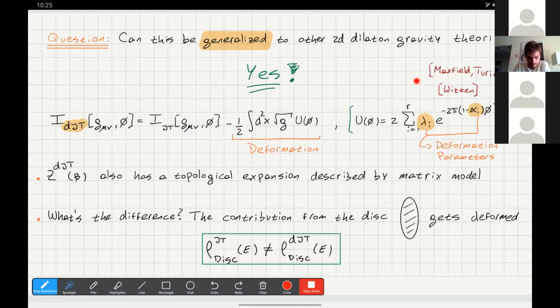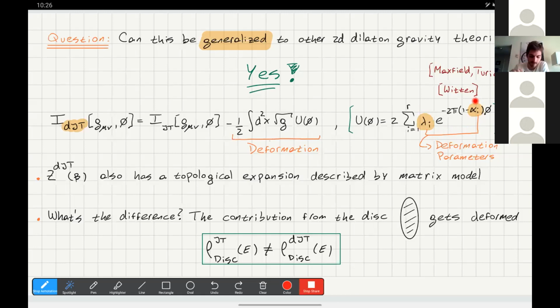The deformations they consider in those papers have the action that you see over here. First, we have the usual Jackiw-Teitelboim gravity stuff I just told you about, and then you have this additional contribution, which is basically adding a deformation of the potential of the dilaton field. The deformation is given by this function that we see over here, an insertion of exponentials weighted by two parameters, lambda and alpha. So it's some deformation.